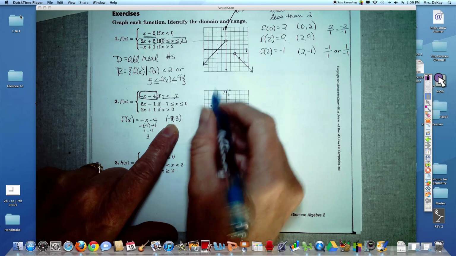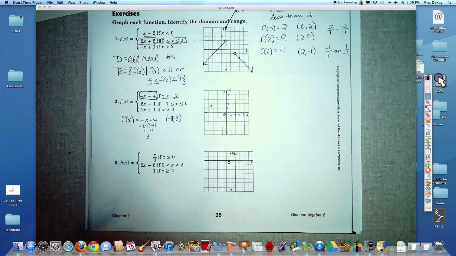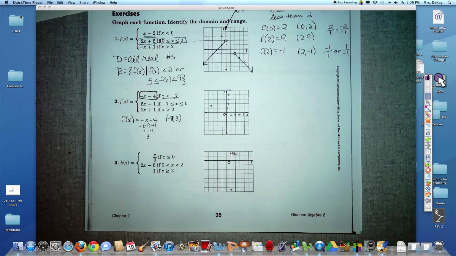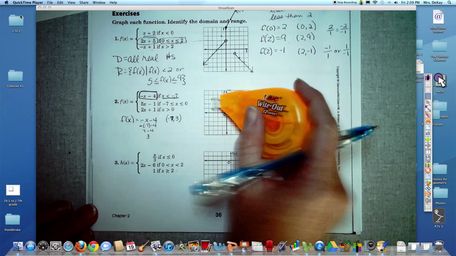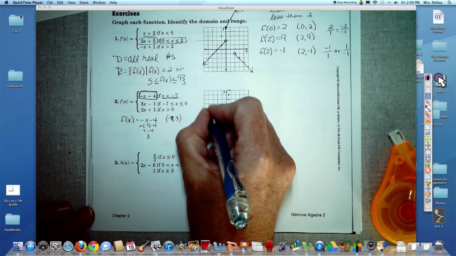Oh, you're right, it is open, and I made mine closed. Shame on me. Good job, Natalie. There we go, that's an open circle right there.